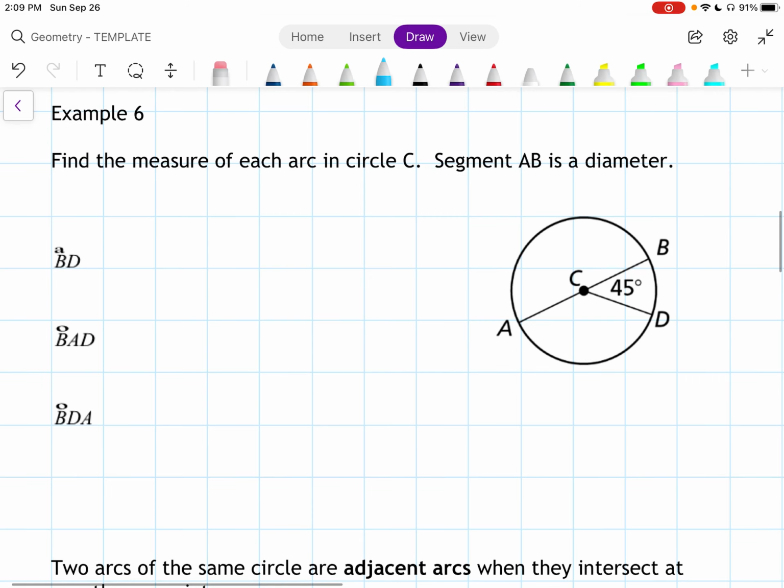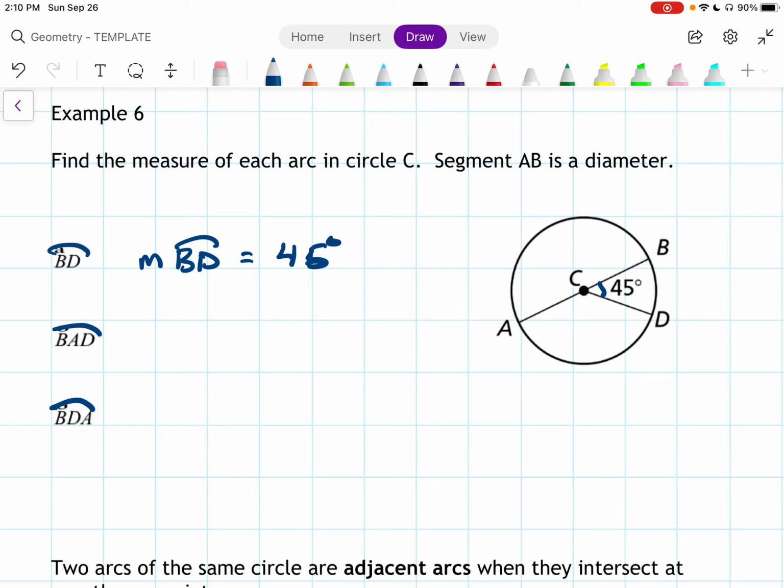Example 6. These are all supposed to be arcs. Find the measure of each arc in circle C. Segment AB is a diameter. Whenever we talk about arcs, we always list them with the two endpoints, if it's a minor arc, and then a little arc on top of it. So measure of arc BD, well, here it would be 45 degrees, right? Its central angle is 45.